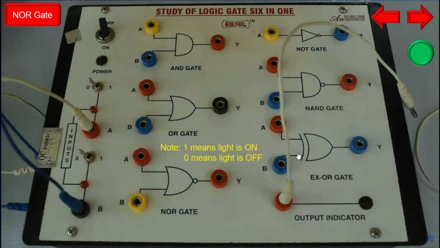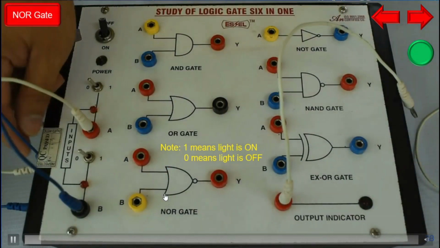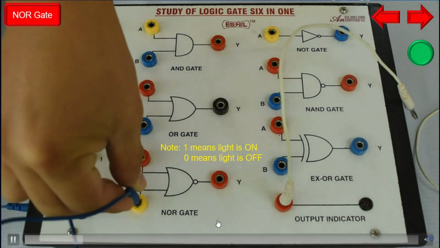The second and last universal gate is the NOR gate. You can pause after this clip and construct its truth table.